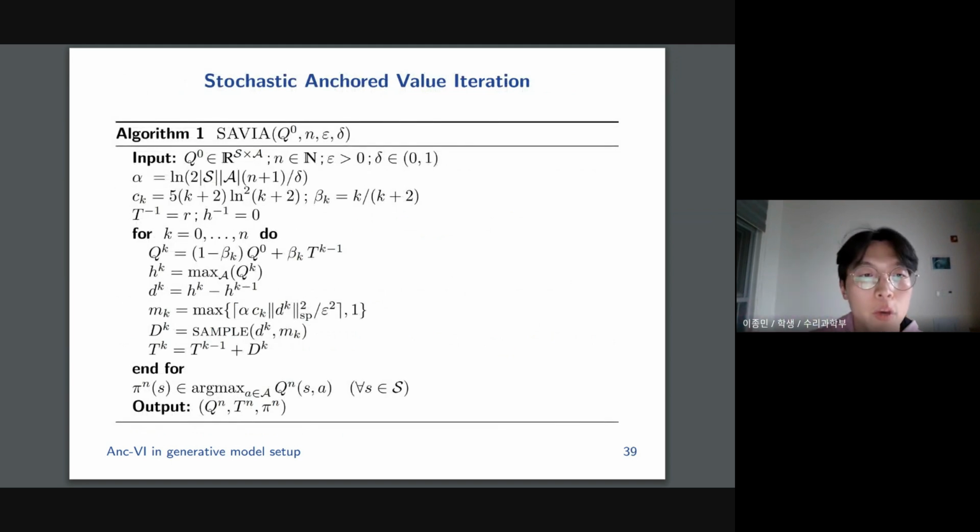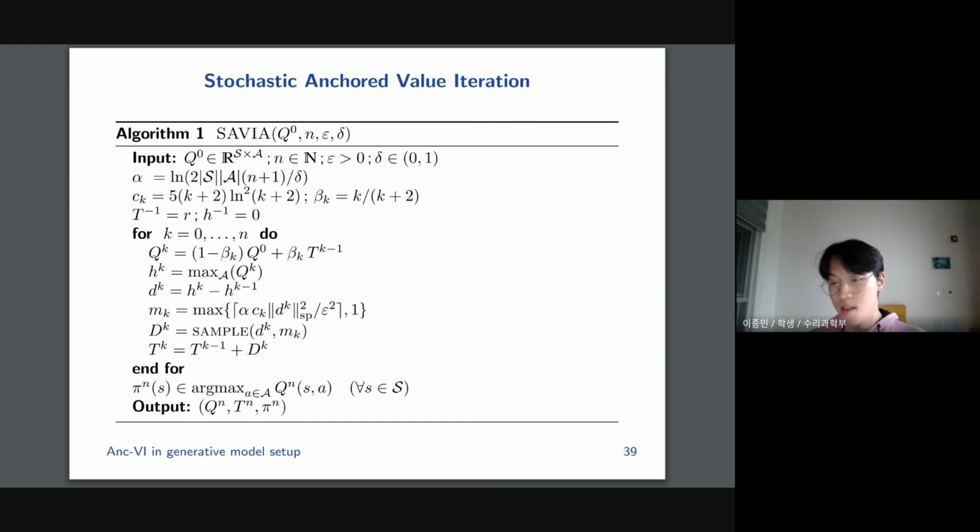Through this framework, I present the pseudocode of our method, SAVIA, which stands for stochastic anchor value iteration for average reward MDP. If you look at the for loop, the first line is about the anchor mechanism, and after that, those lines are about the recursive sampling. The output is Qn, which is the value, Tn, which is the approximation of the output of the Bellman operator, and pi-n, which is our policy.